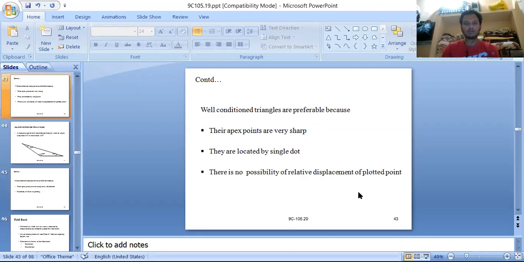Well-conditioned triangles are preferred because their apex points are very sharp. They are located by a single dot. There is no possibility of relative displacement of the plotted point.